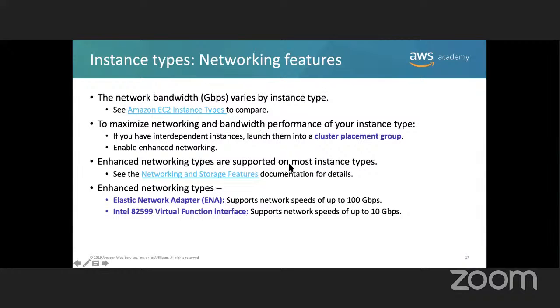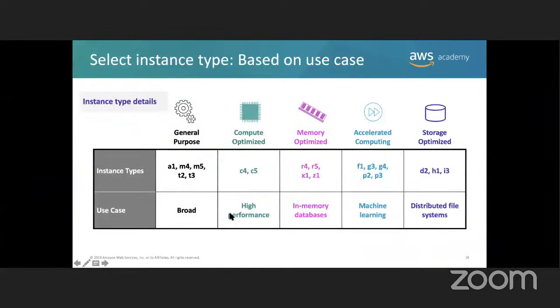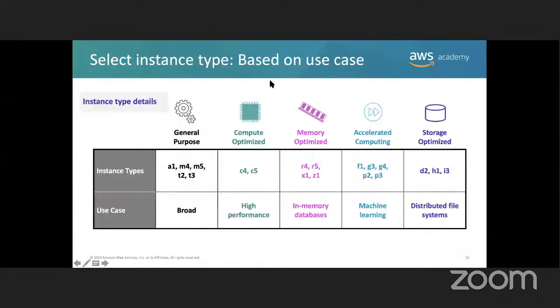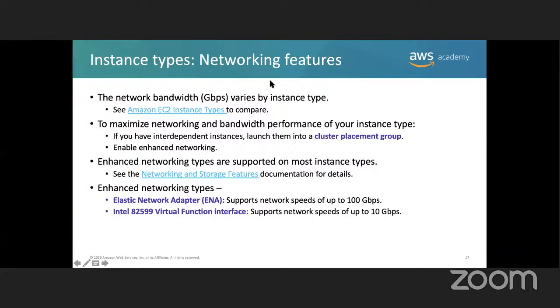Enhanced network types are supported on most instance types. Enhanced networking types, you can have an elastic network adapter, ENA, which supports network speeds up to 100 gigabits per second. That's super fast. And you can have an Intel 82599 virtual function interface, and that supports speeds up to 10 gigabits per second. So all these networking features, you guys don't need to know that much for this exam, but it's just information that doesn't hurt to have.